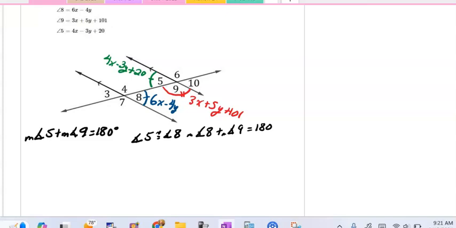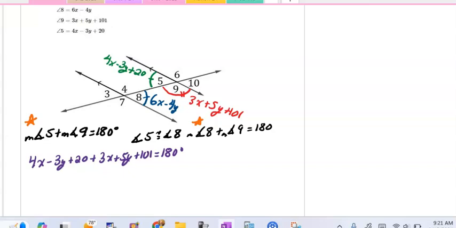Now you can choose any two equations you want to solve this system. In class, we discussed it might be best to use the relationships where the angles add up to 180. So I'm going to use angle 5 and 9 add up to 180. So I'm going to rewrite that one. 4x minus 3y plus 20 plus 3x plus 5y plus 101 is 180 degrees. That's from 5 and 9 adding up to 180.